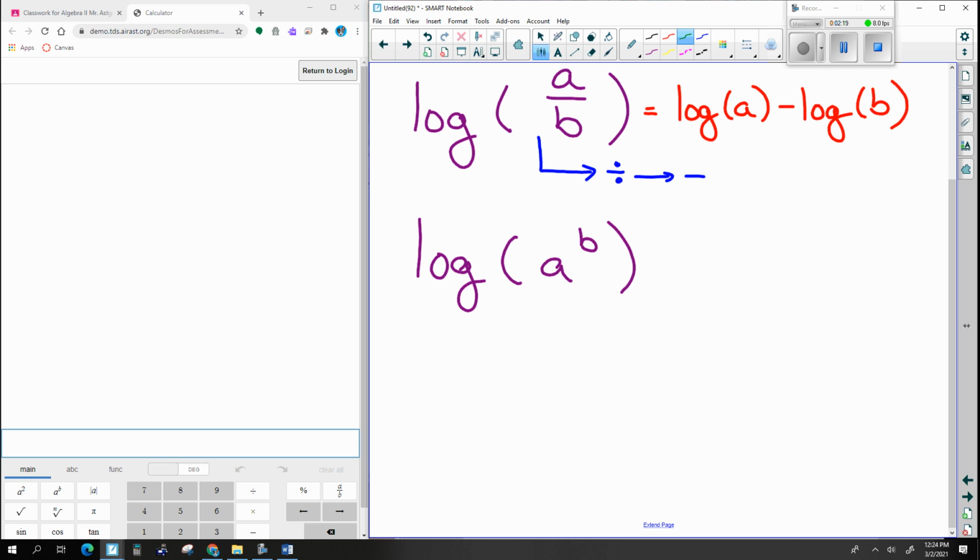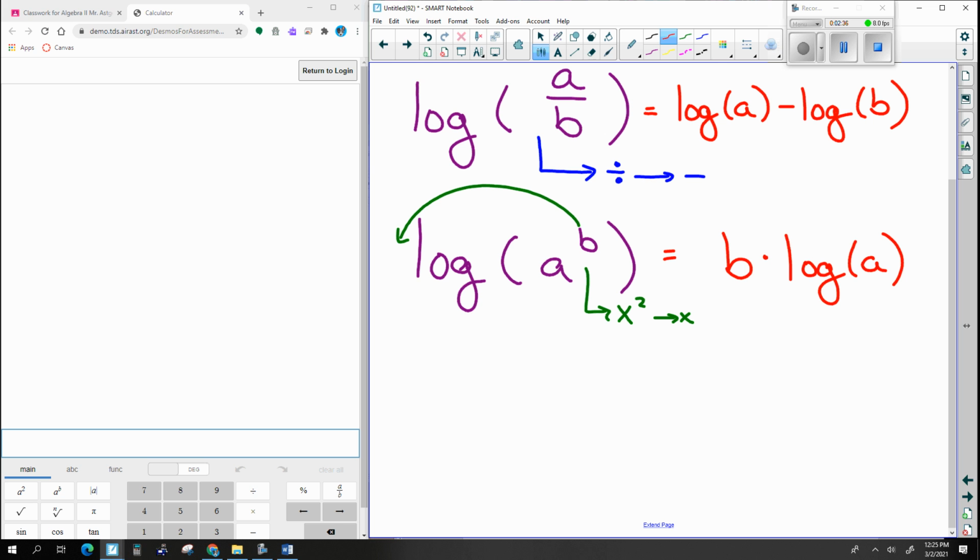And then the last one, what do you do when you have exponents? Well, you multiply. So simplistically, this is what you do. You take this exponent and you drop it up front. So this would be just a regular b times a log of a. So that b was originally the exponent on the a.